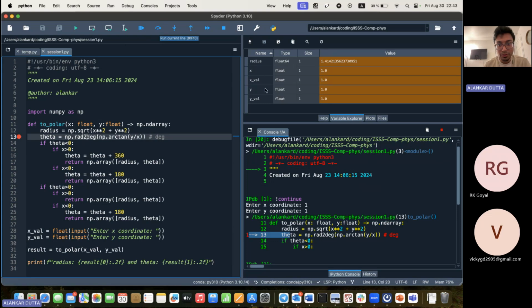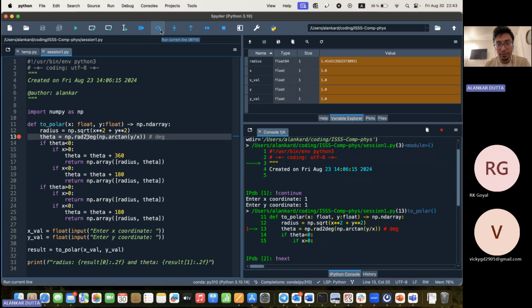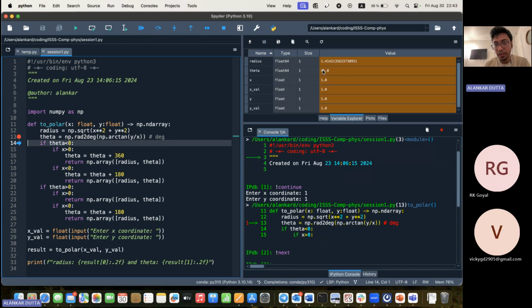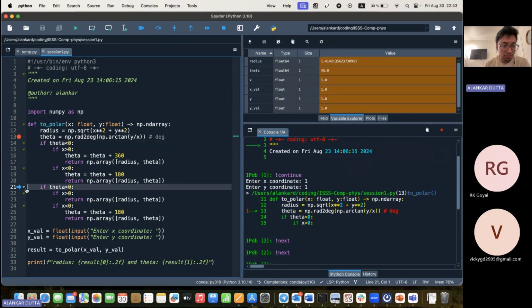Now, when I run this, you'll see that there is another variable, theta, which will get created. So let me run this line. And here you can see again this theta variable, which got created, right? But now the code is in here, and it's waiting for the user to see what's happening. As I was debugging through the code, I was seeing what's happening. Now you can see that theta is not less than 0, so this if statement will be false, and now it goes directly to line number 21.